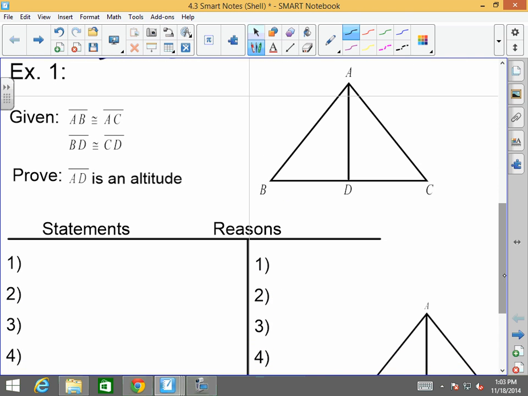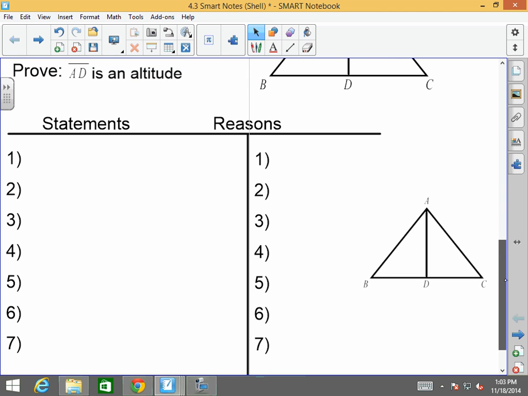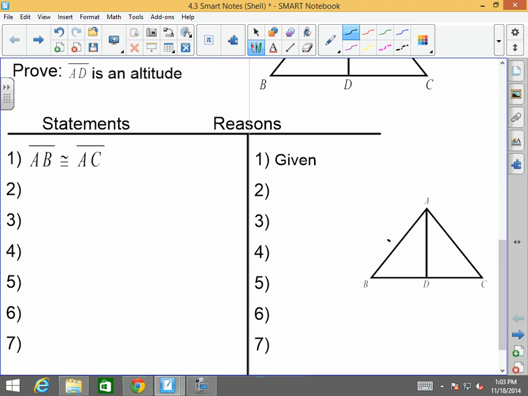For example 1, gentlemen, AB is congruent to AC, BD is congruent to CD. I want to prove that AD is an altitude. All right, cool. Good stuff. Let's check it out. First things first, AB is congruent to AC. That's a given. Let's label it. AB is congruent to AC. Done. 2, BD is congruent to CD. That is a given. So BD is congruent to CD.